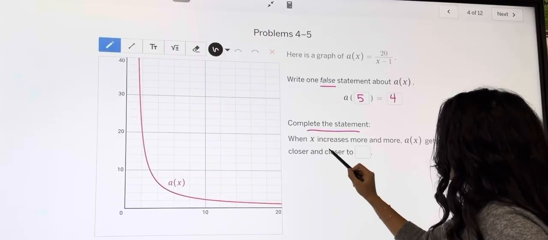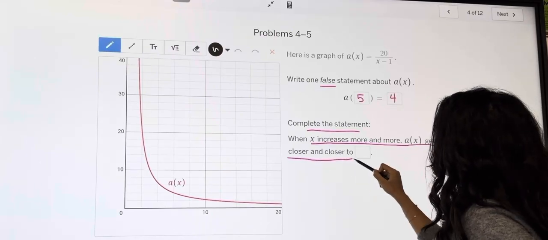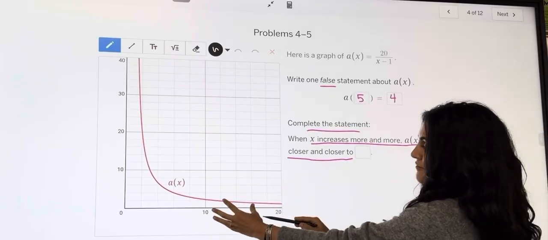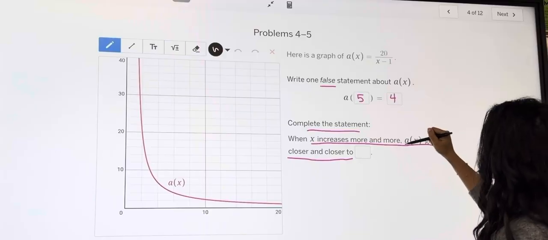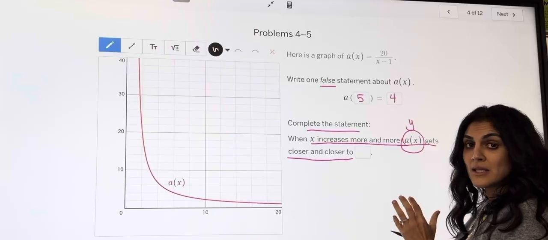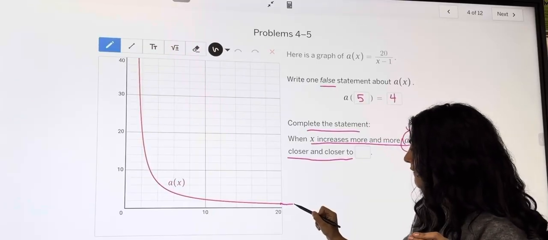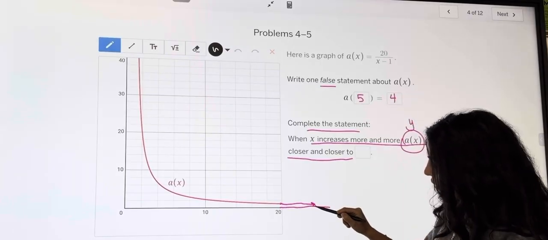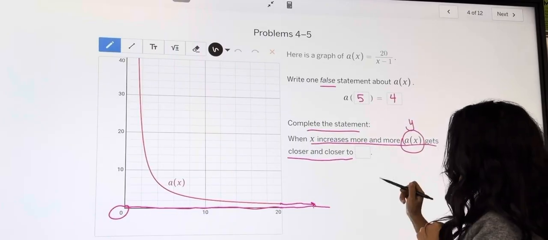Complete this statement. When x increases more and more, A of x gets closer and closer to, all right, you guys, my x is increasing more and more. That means bigger x values. It means I'm moving further and further to the right. And it wants to know what A of x does. And remember that A of x is y. So it's asking me what y value I'm getting closer to as I go further and further to the right. I'm getting closer and closer and closer to a y value of 0, all right?